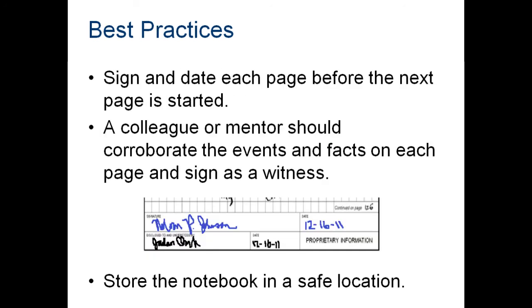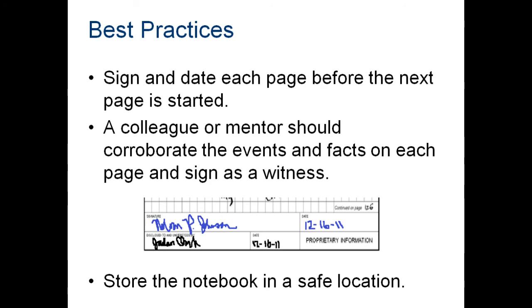Then sign and date each page before the next page is started. It says a colleague or mentor should corroborate the events and facts on each page and sign as a witness. For us, you just need someone to sign it. Normally in school, I would say have your classmates sign it. You can have someone on the bus sign it. I won't sign it, even if we are in school. But since you're at home, you're probably getting someone at home to sign.